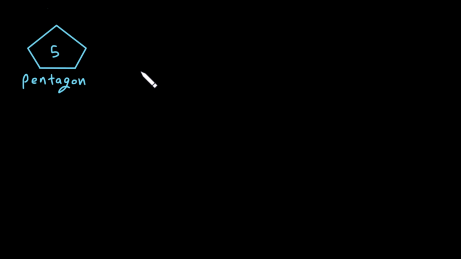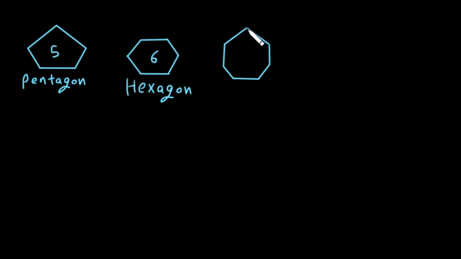If it has 6 sides like this, it's called a hexagon. If it has 7 sides like this, 1, 2, 3, 4, 5, 6, 7, 7 sides, it's called a heptagon.